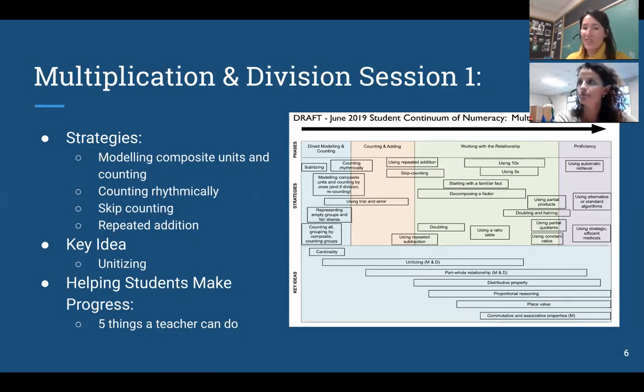Yeah, I like those 5 things a teacher can do. I always love a list like that. It just makes my life a little bit easier. Exactly. And they're super practical and you can use them right away. So if you missed that session, that's on the blog spot as well. The blog pod. The blog spot. And it's a great one to watch.